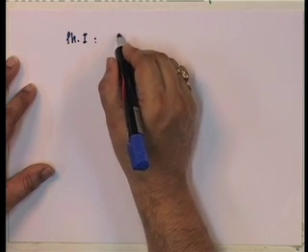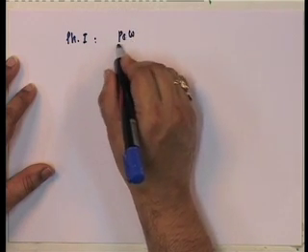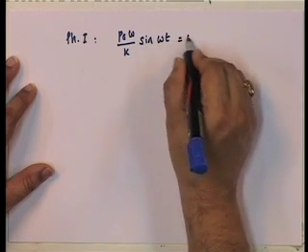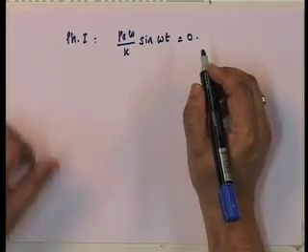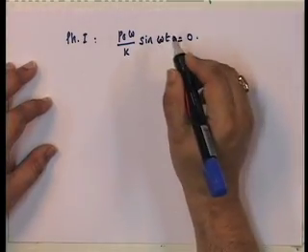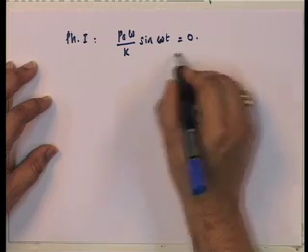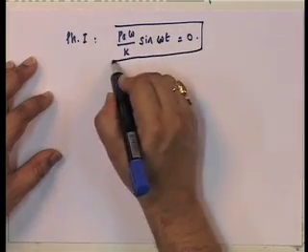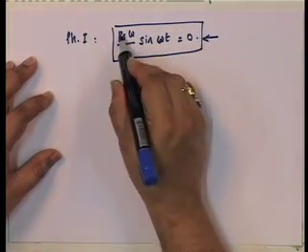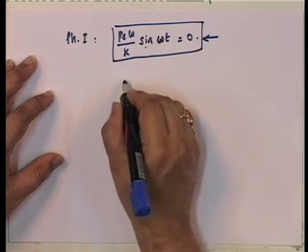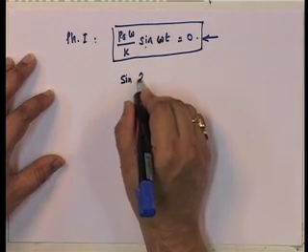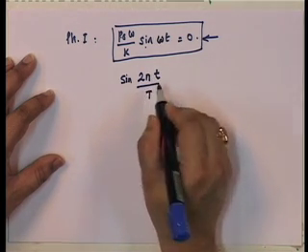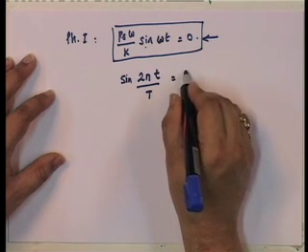okay, P naught omega upon k into sine omega t is equal to 0, and omega is equal to 2 pi upon T. So, now note that for this to be equal to 0, since these cannot be 0, this has to be equal to 0. So, in other words, let me rewrite this: sine(2 pi t upon T) is equal to 0.